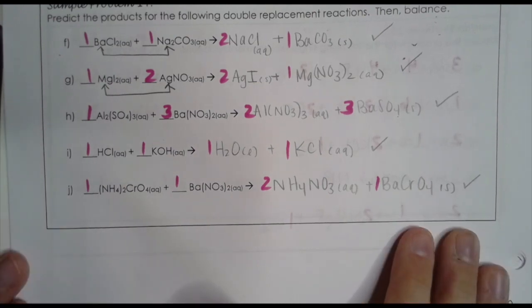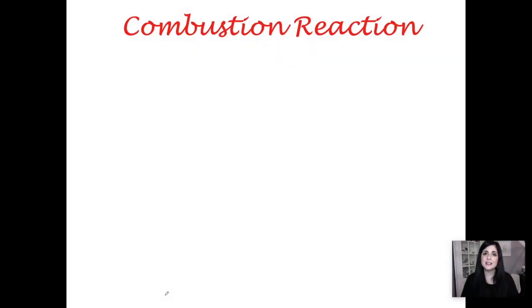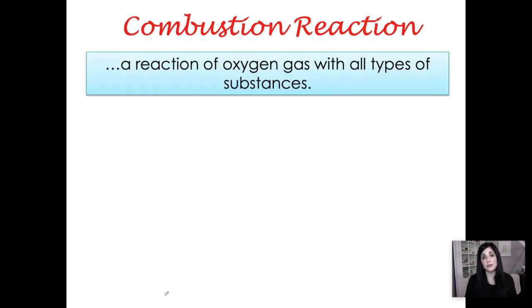Let's get into the last reaction and do combustion. And the last type of reaction is a combustion reaction. And combustion reactions, I think, are also very easy, up there with decomposition. They're easy except when you balance them. These can be tricky to balance. But these are a reaction of oxygen gas with all types of substances. Anytime you combine oxygen with something else, that's usually a combustion reaction.